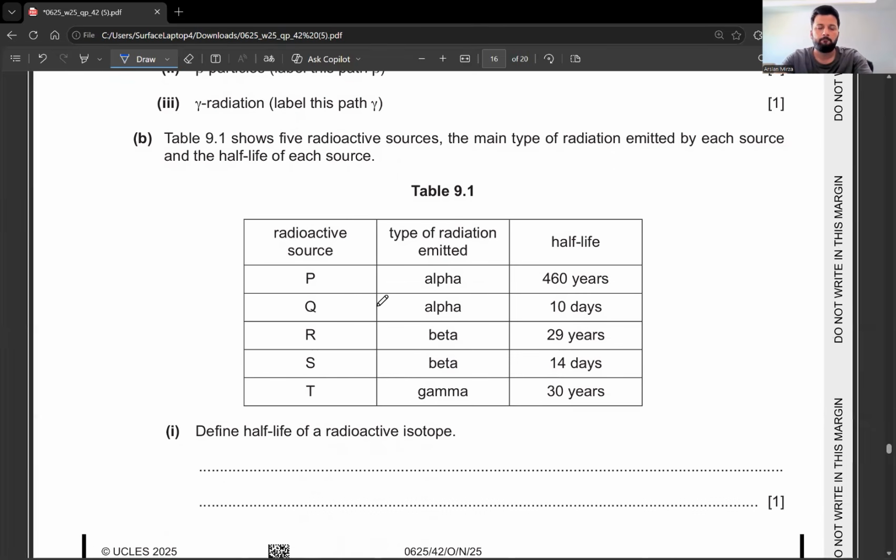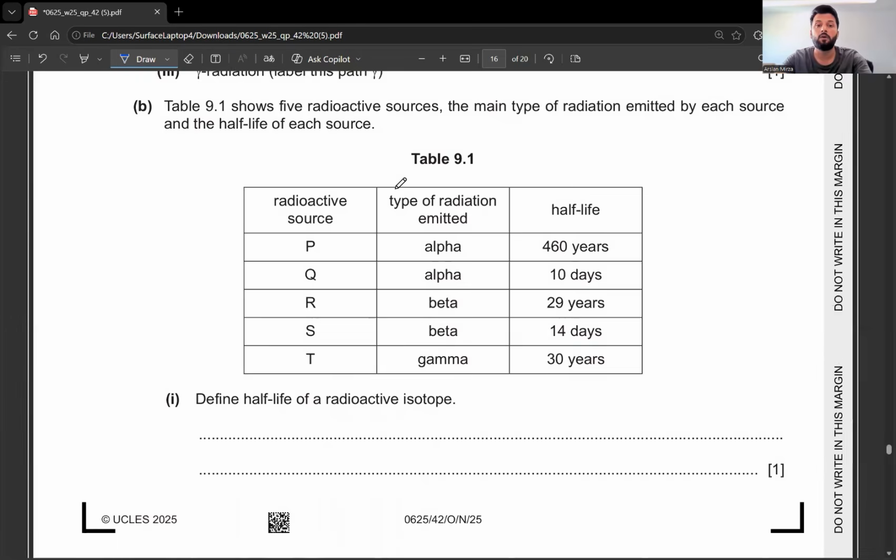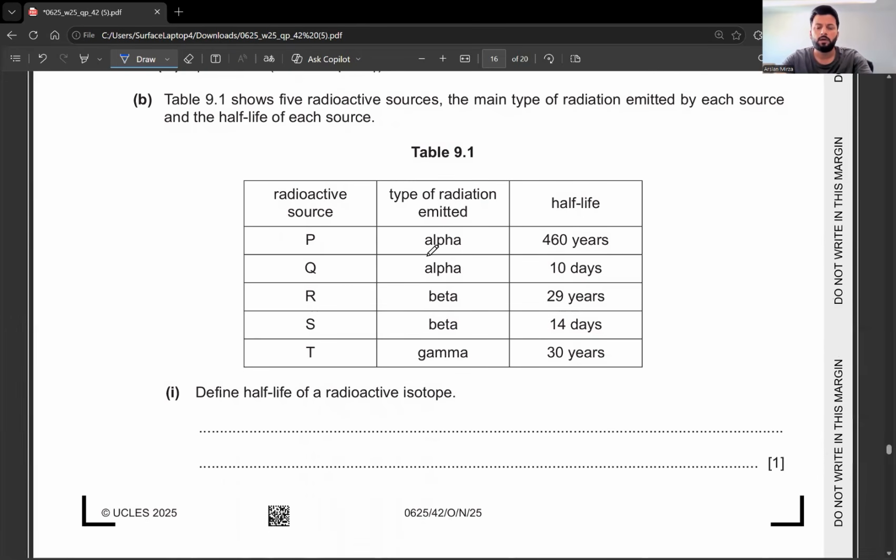Next question. B part, Table 9.1 shows 5 radioactive sources, the main type of radioactive radiation emitted by each source, and half-life. Okay, alpha, beta, gamma.